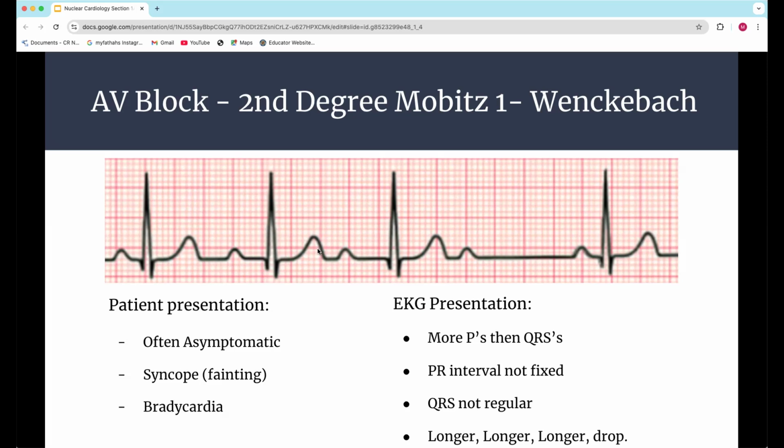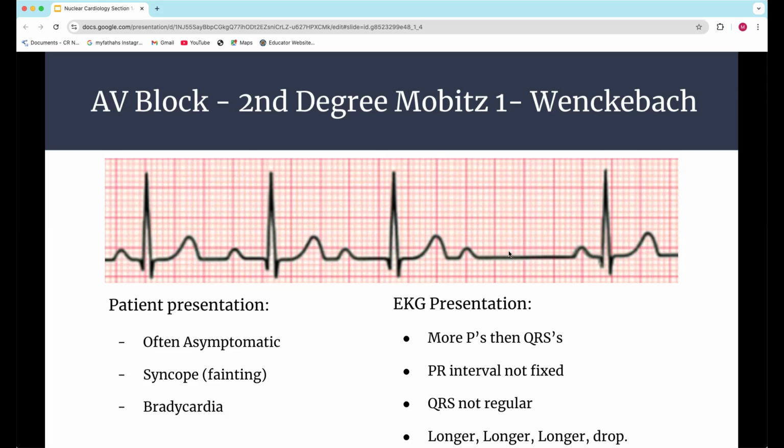We get a QRS and a normal T, and we get another P wave, and now we got a pretty long one, right? Then we get a QRS, and here's our next P, and now we don't have a QRS. They call this Wenckebach, and the way they tell you to memorize it is: longer, longer, longer, drop, then you have a Wenckebach. Wenckebach is the doctor who discovered this and named it. But again, it's still a second degree because we're getting drops.